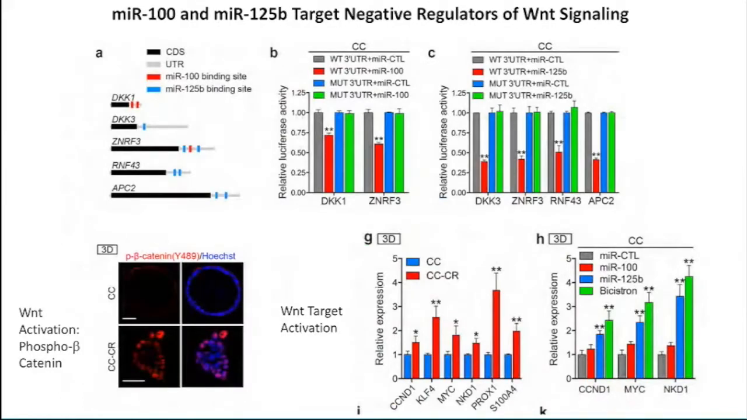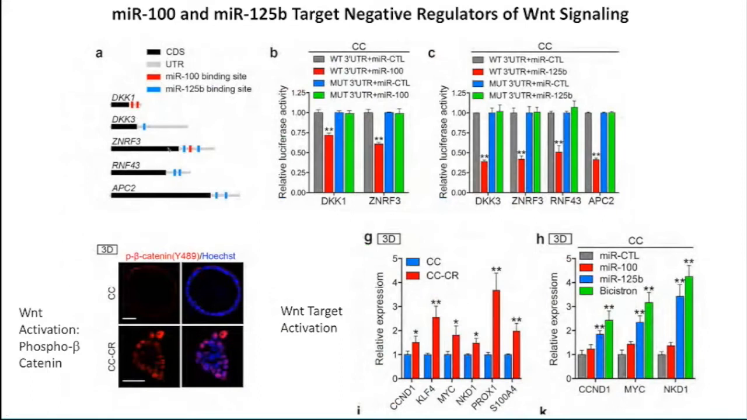So what do they do? So Xiaodi and Wenwen did a lot of work to try to identify targets of miR-100 and miR-125, and what they focused in on was that there are binding sites for miR-100 and miR-125 in the 3' UTR of several genes, but these 5 are all Wnt signaling negative regulators.